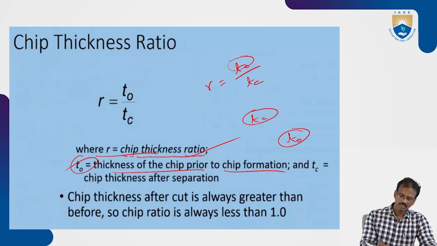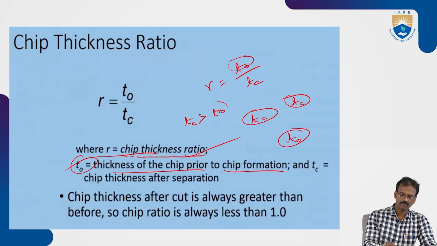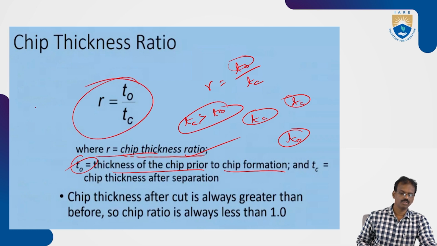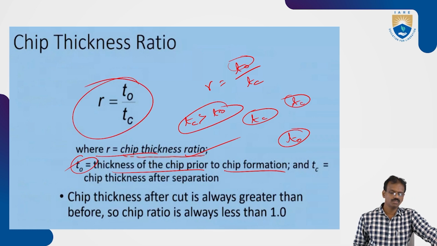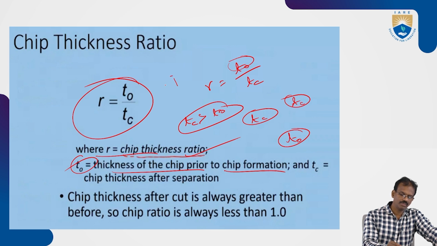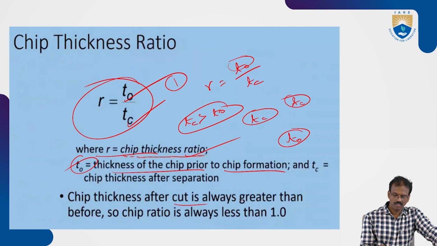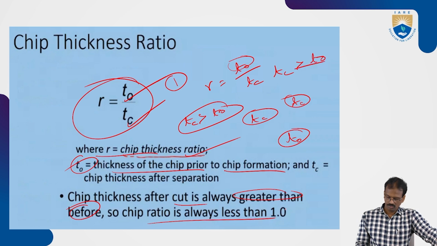Due to the shearing, the size of the chip thickness will be increased. So automatically tc is always greater than t naught. So the value of the chip thickness ratio is always less than 1, because tc is always greater than t naught. So the chip thickness after the cut is always greater than before. It means tc is greater than t naught.